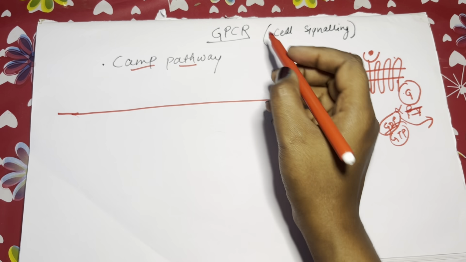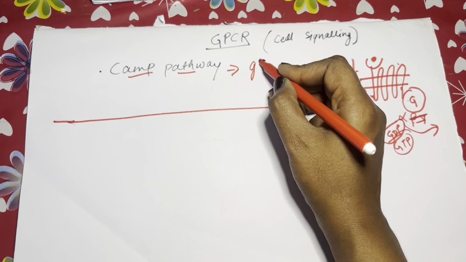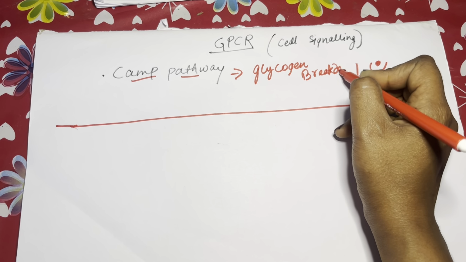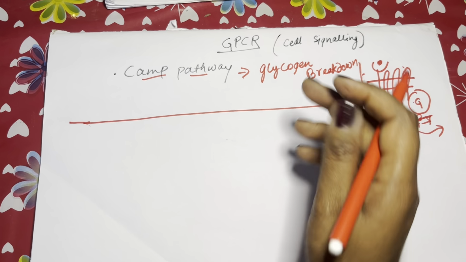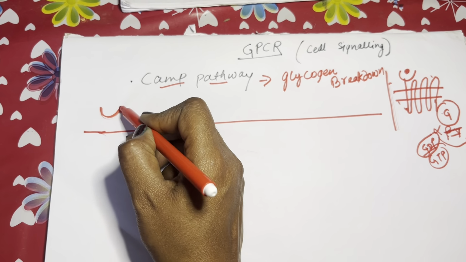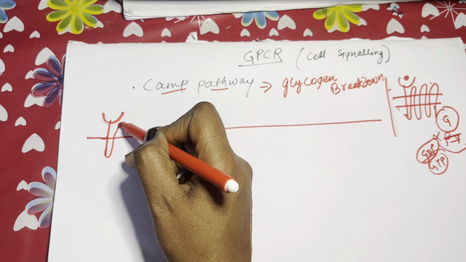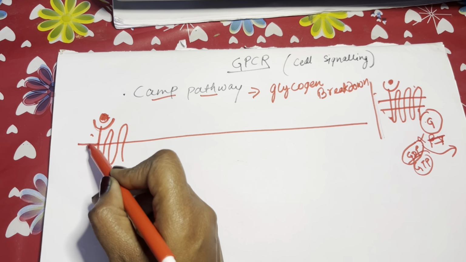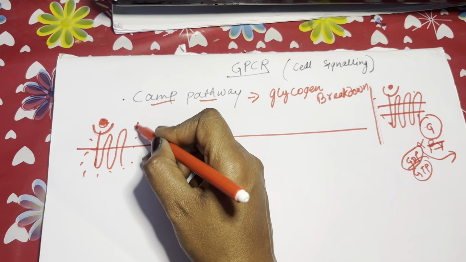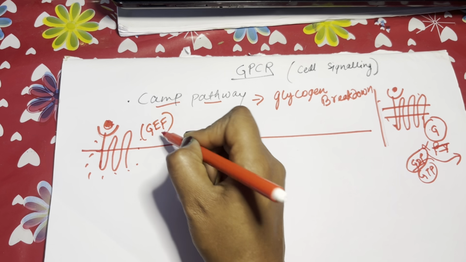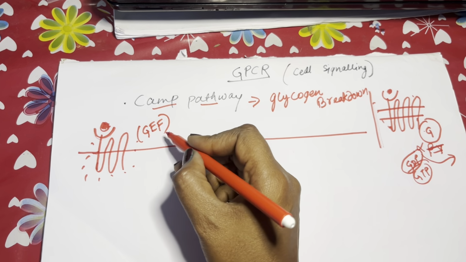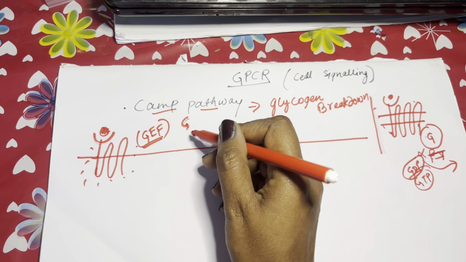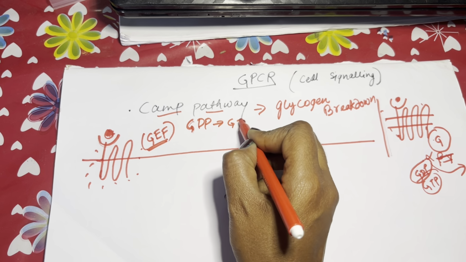So the main function of the cAMP pathway is glycogen breakdown. Okay, so glycogen breakdown is the function. Apart from this, there are many properties of cAMP pathway. Anyway, let me draw the receptor first. So this is the GPCR. Ligand will come. Ligand will bind to the GPCR. GPCR will get activated. Active GPCR can act like GEF. Now this GEF, what is GEF? GEF are such enzymes or proteins that can convert GDP into GTP.